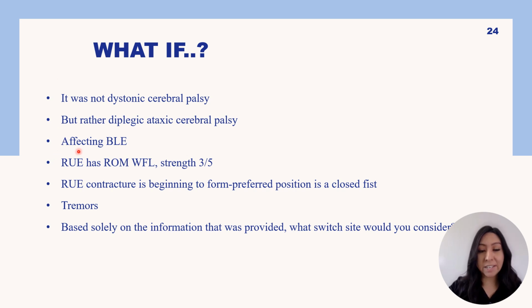So we see that it's affecting her bilateral lower extremity. Her right upper extremity has range of motion within functional limits. Strength is 3 out of 5. Her right upper extremity, a contracture is beginning to form because that preferred position is a closed fist. We see slight tremors. So based solely on the information that was provided, what switch sites are we now considering? So again, talk amongst your groups.